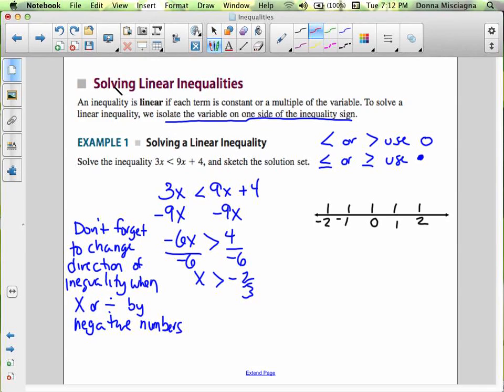Oh, about there. Well, there we go. That looks better. And then we want x greater than negative 2/3. So that's going to go in the greater direction. And there we go. There's our solution. All right. So that's all there is to solving linear inequalities when you've got just one inequality sign.